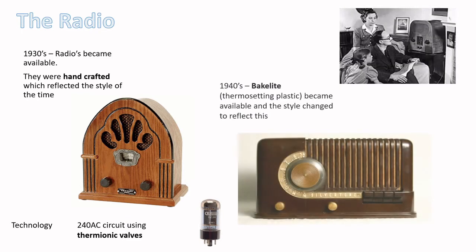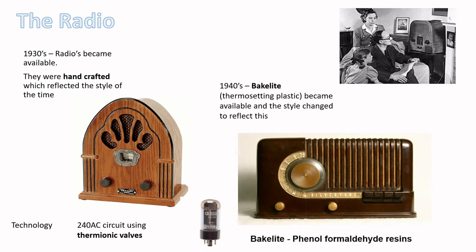Then you've got the 1940s, and the introduction of something called Bakelite, which is a thermosetting plastic. Whereas in the 1930s they were handcrafted out of hardwoods, in the 1940s you're starting to try new materials that can be mass produced, or produced on a bigger scale than handcrafting. So when we talk about major developments in technology, yes, I've talked about microelectronics and the parts that make things work, but it could also be about how the thing is manufactured, because manufacturing processes have developed a lot as well.